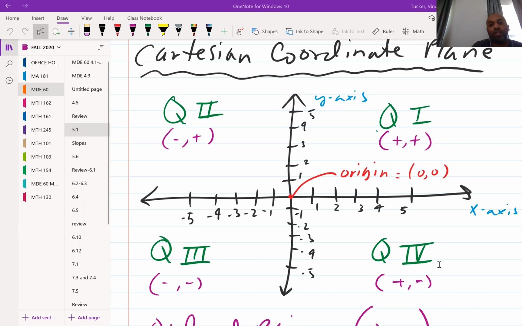So where these two axes intersect, that will be your origin, with coordinates 0, 0. To the right of your origin is positive, to the left of your origin, negative values. Above your origin, positive, and below your origin, negative.